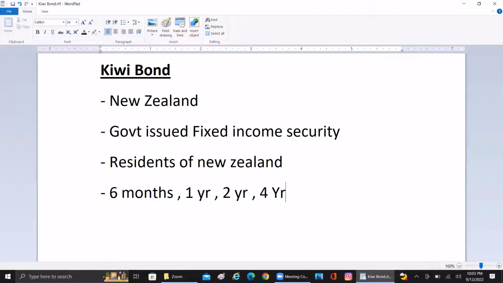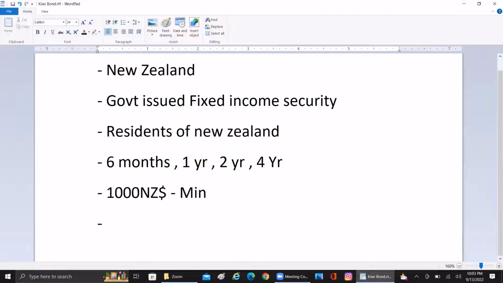And what is the minimum and maximum they can invest? It's going to be 1,000 New Zealand dollars as the minimum amount. The maximum amount they can invest in these bonds is going to be 5 lakh New Zealand dollars, which will be the maximum limit.